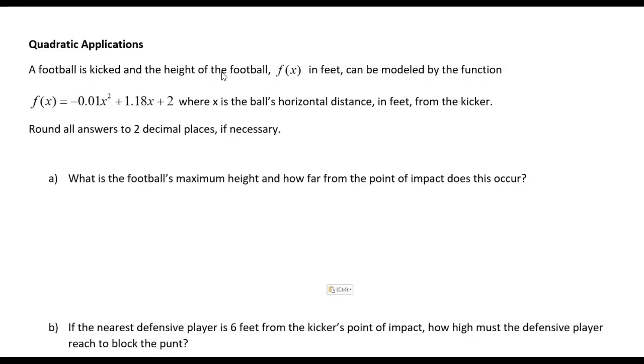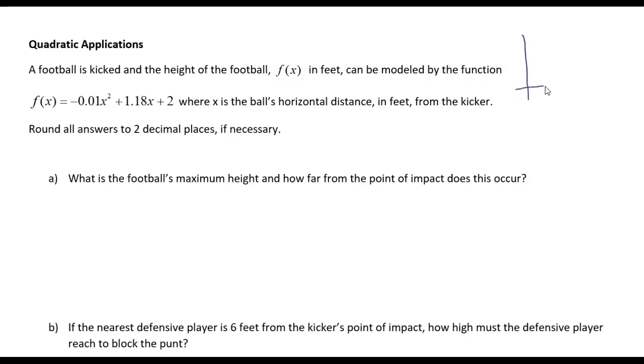It's being kicked. The height of the football, f of x, is in feet and is modeled by this function that's given here. X is the ball's horizontal distance, also in feet, from the kicker, and they've given us permission to round to 2 decimal places. So let's just visualize what's happening here.